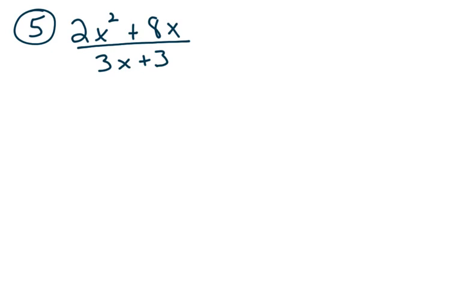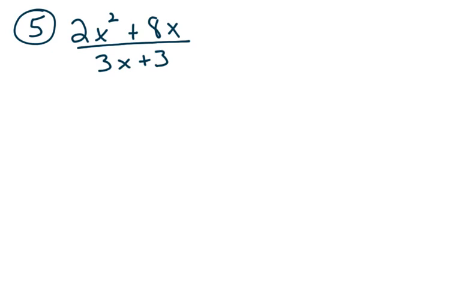So the key here is that we cannot cancel individual terms when we have addition and subtraction. We call it canceling across addition or subtraction. We cannot do that. So we can only cancel when things are being multiplied together.